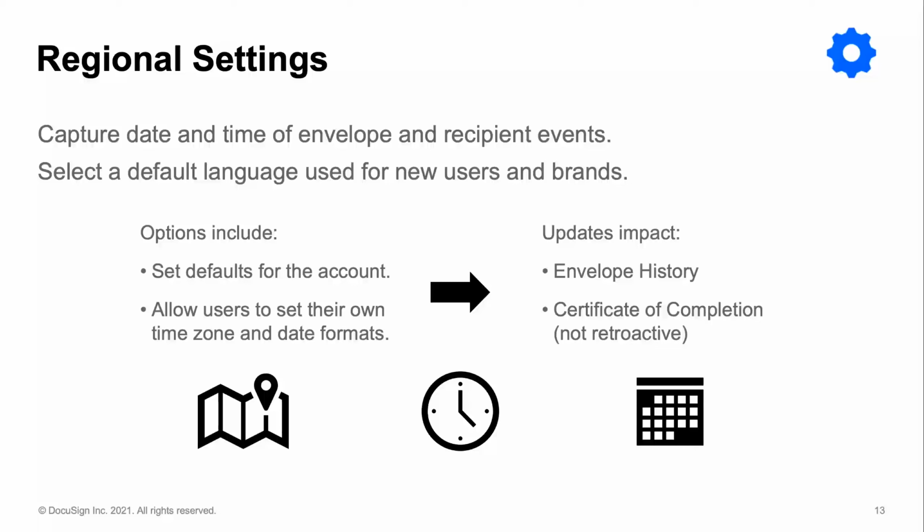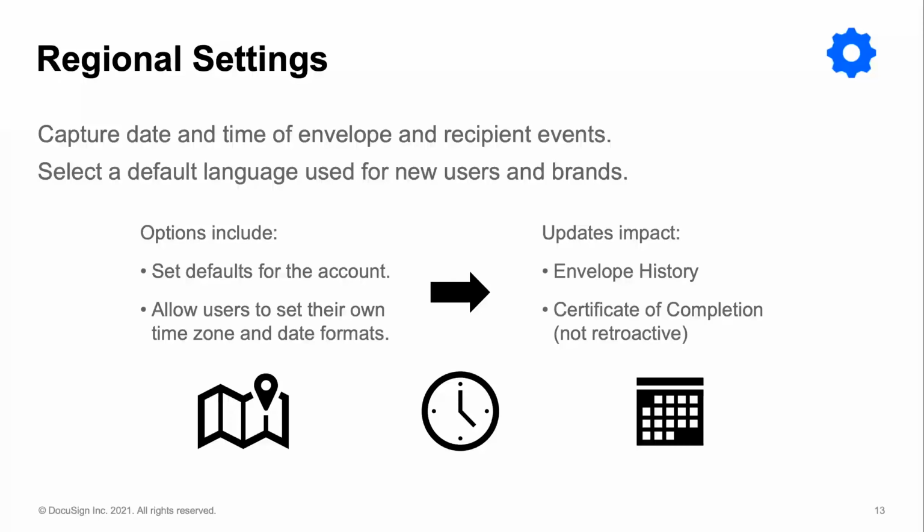What will not automatically change is any certificates of completion. So if you changed your time format, for example, and you went into a certificate for an envelope, it will keep and honor the original time format. It won't retroactively update on the account.